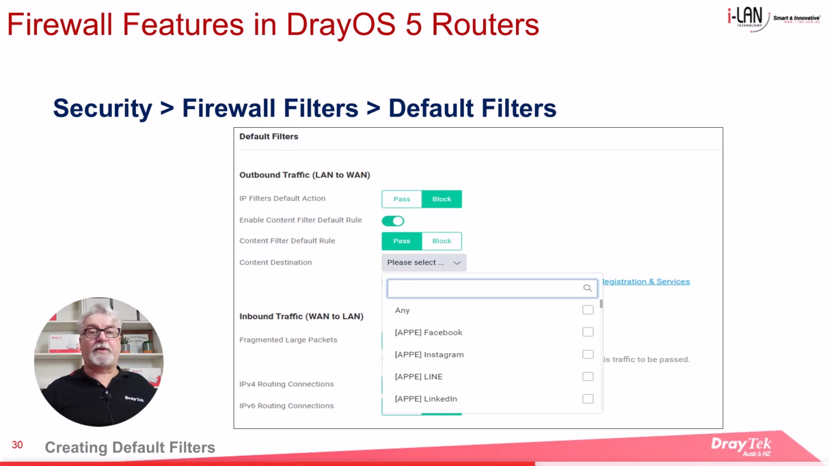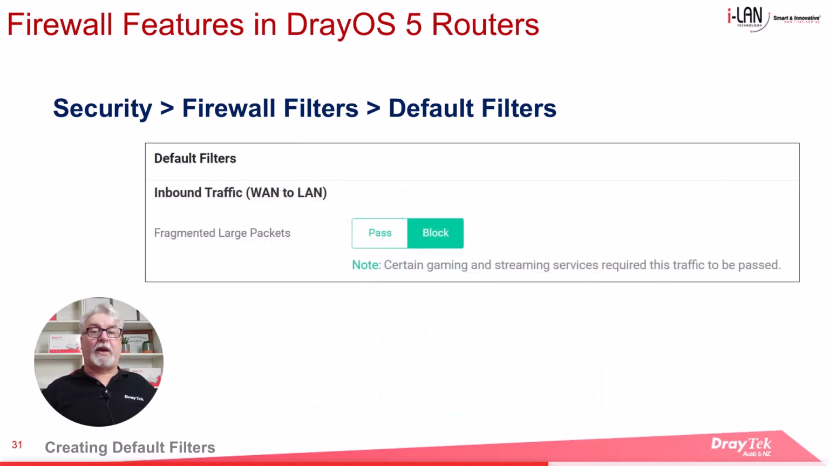To set up the default filters, go to Security, Firewall Filters, Default Filters. The first step is to set up the default action for the outbound traffic, LAN to WAN. You can also enable the content filter default rule. For example, if you want to block Facebook by default, then select Block on the content filter default rule and choose Facebook APPE as the content destination.